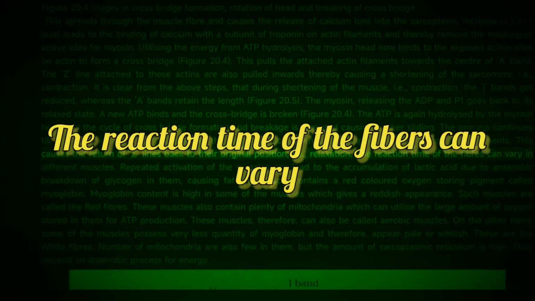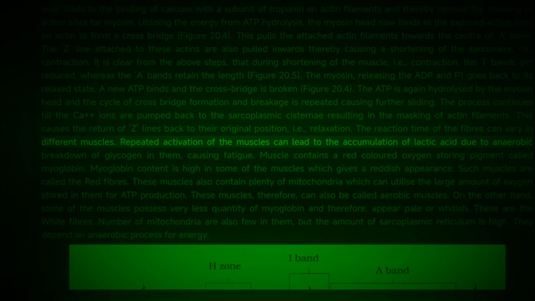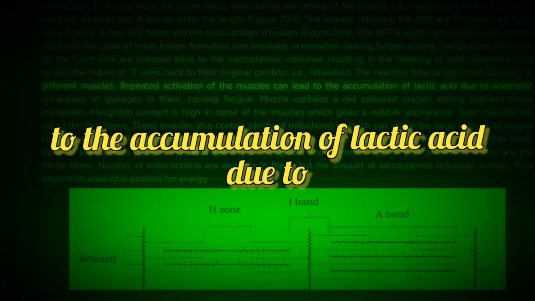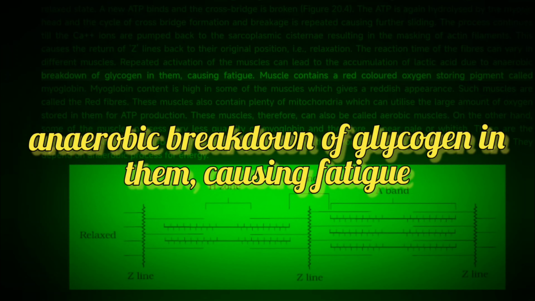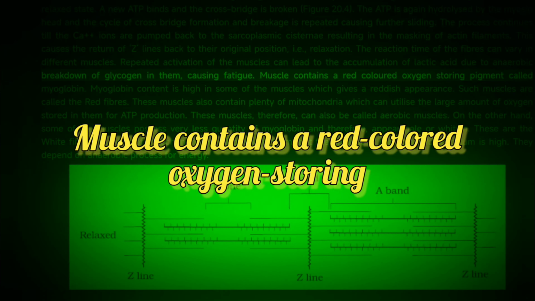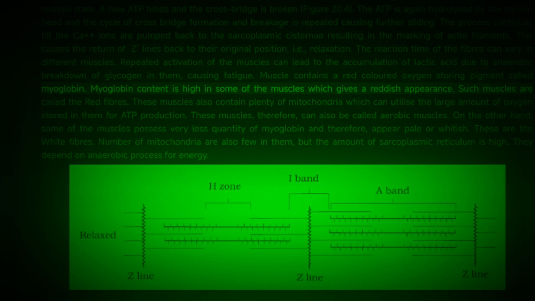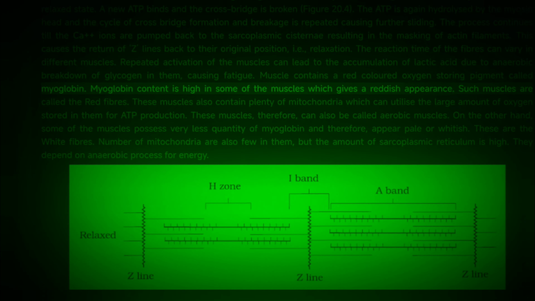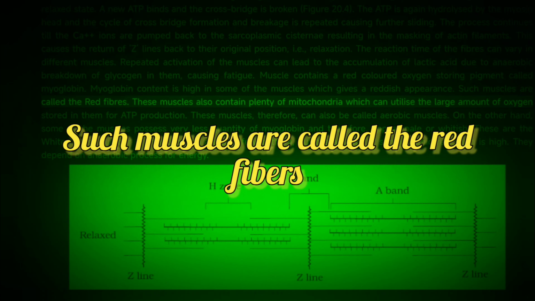The reaction time of the fibers can vary in different muscles. Repeated activation of the muscles can lead to the accumulation of lactic acid due to anaerobic breakdown of glycogen in them, causing fatigue. Muscle contains a red-colored oxygen-storing pigment called myoglobin. Myoglobin content is high in some of the muscles, which gives a reddish appearance. Such muscles are called the red fibers.